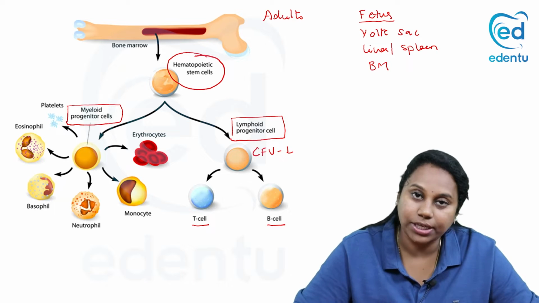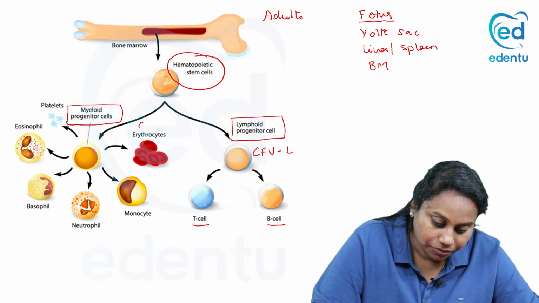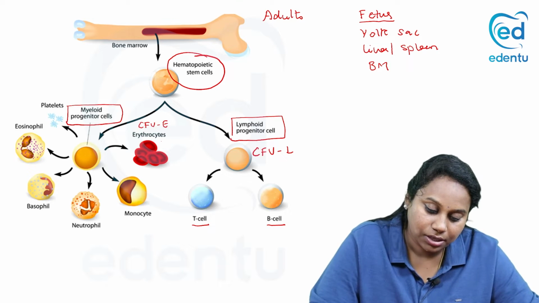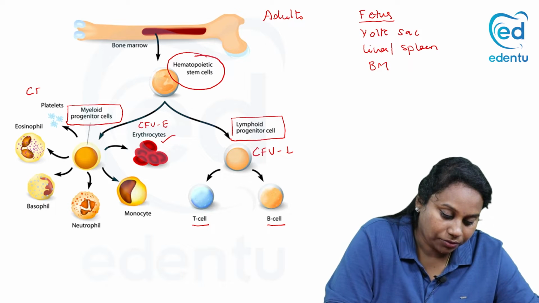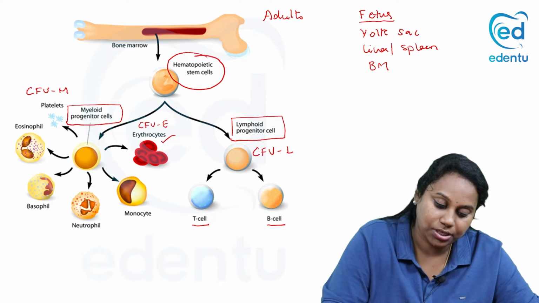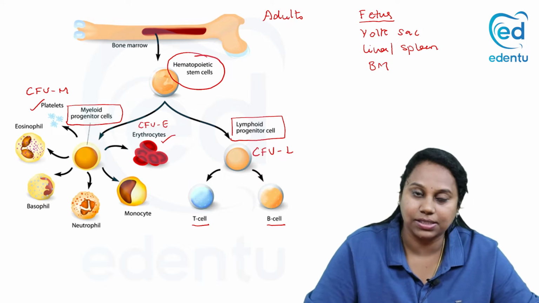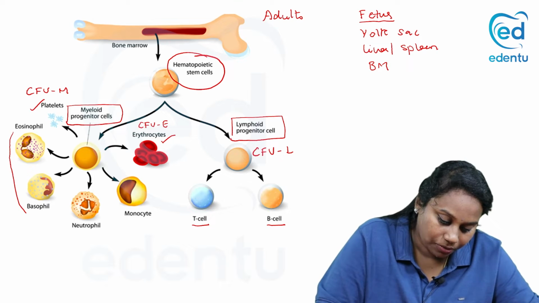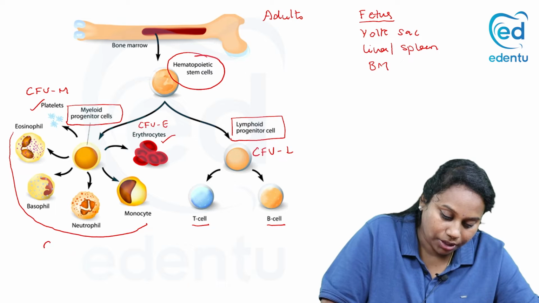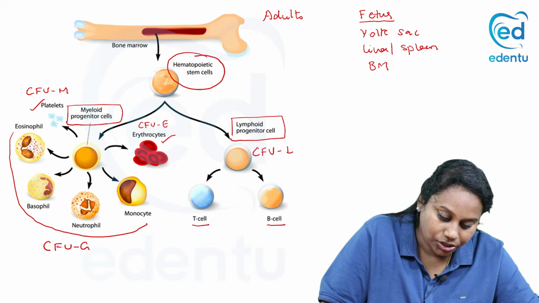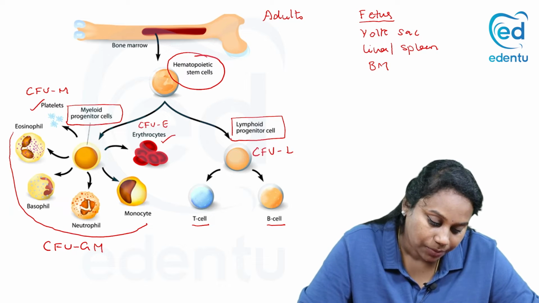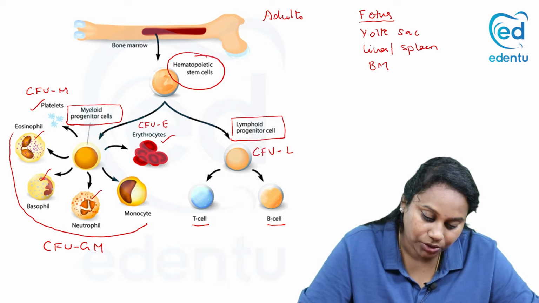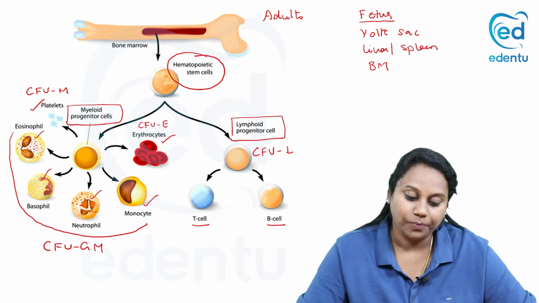The myeloid progenitor cell, with the help of colony forming unit erythrocyte, forms RBCs or erythrocytes. And with the help of colony forming unit megakaryocytes, it forms the platelets. And with the help of colony forming unit GM, granulocyte, monocyte, it forms the granulocytes, eosinophil, basophil, neutrophil and the monocyte.